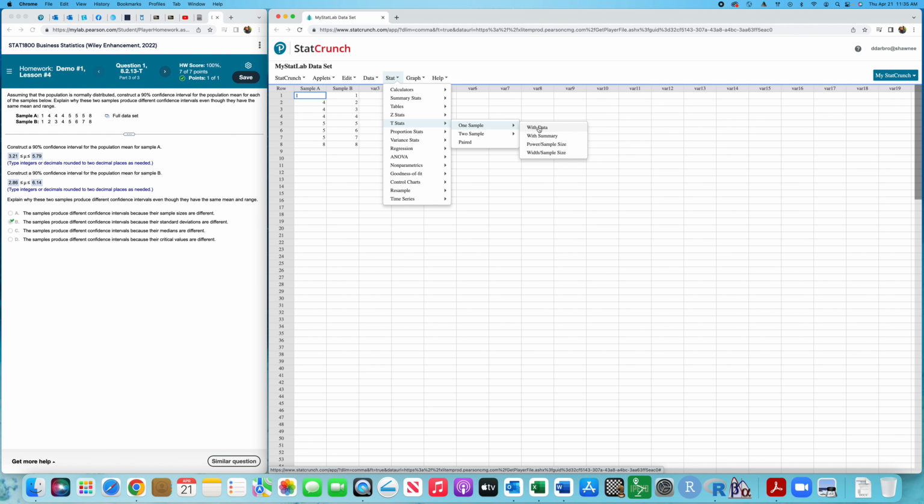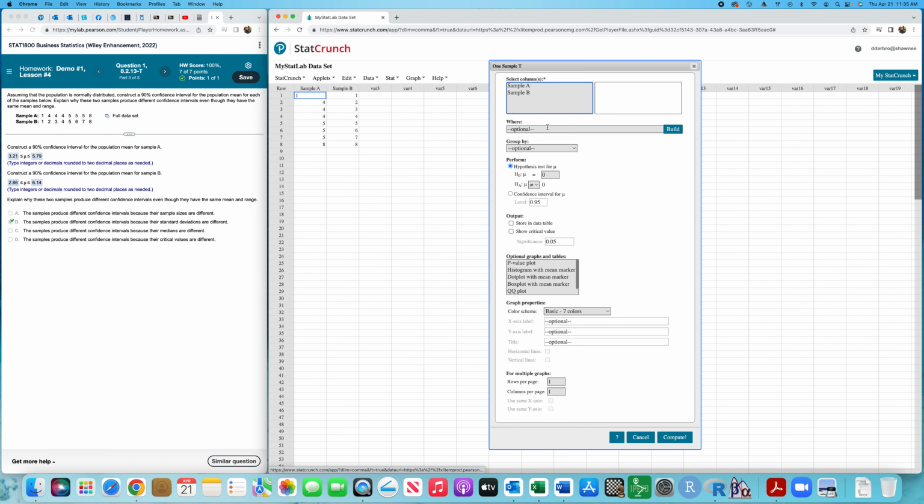And again, I have 2 samples here, sample A and sample B, but it would kind of make you think that I go to 2 sample, but I'm not comparing the 2 samples. I'm constructing a confidence interval for sample A, independent of the confidence interval that I'm going to construct for sample B. So let's go with data, and I'm going to select both of these.